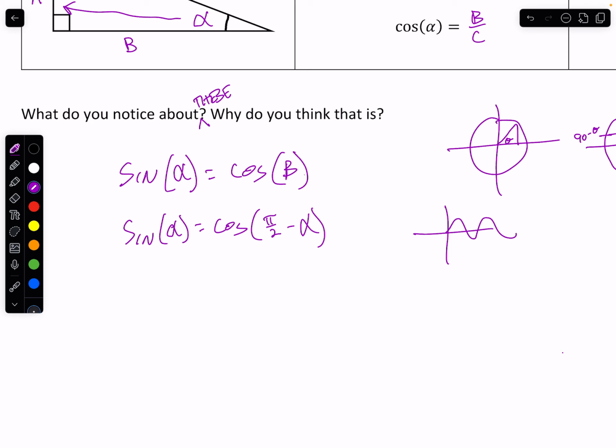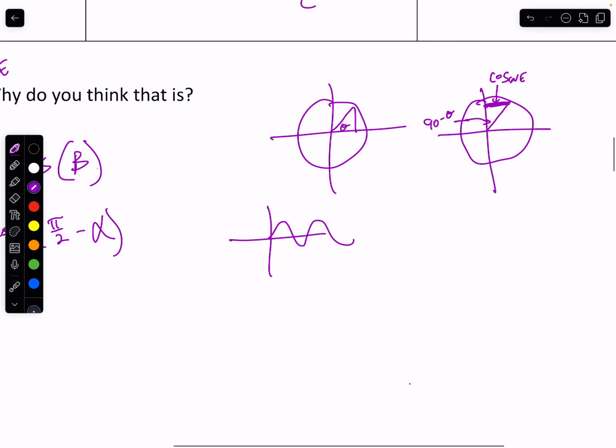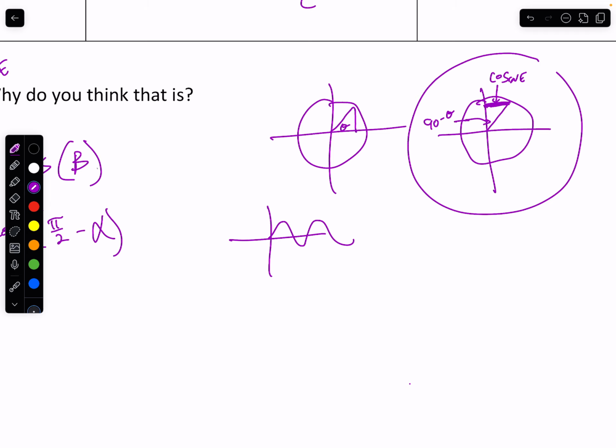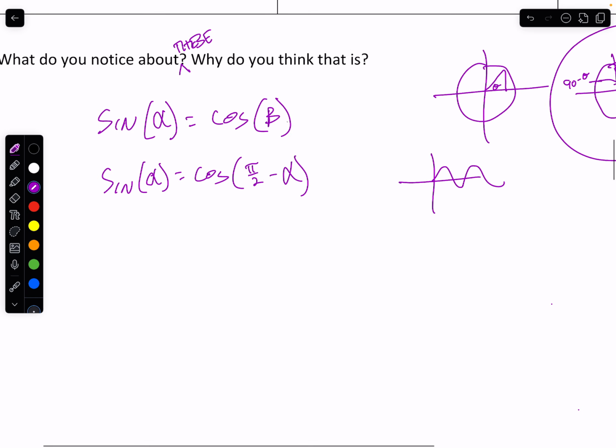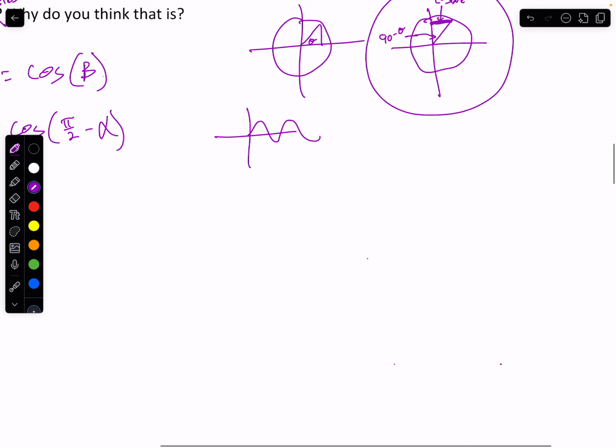All right, and really there's a nice description here in these drawings of these unit circles and triangles. Maybe I'll just give you a quick refresher on that.